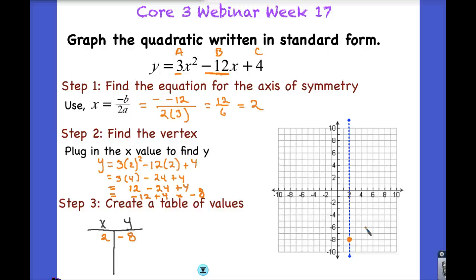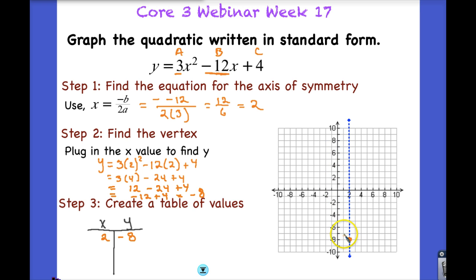Okay, so overwhelmingly, it looks like up, up, up. Everybody is saying up, and Jazz said up in the chat. So you guys are exactly right. And the way you can tell is by looking at your A value, and it's a +3, so it's going to open up.